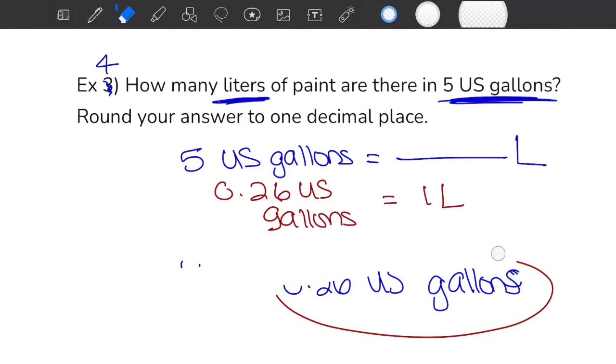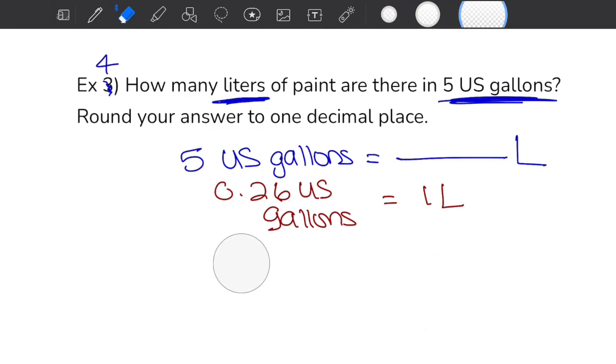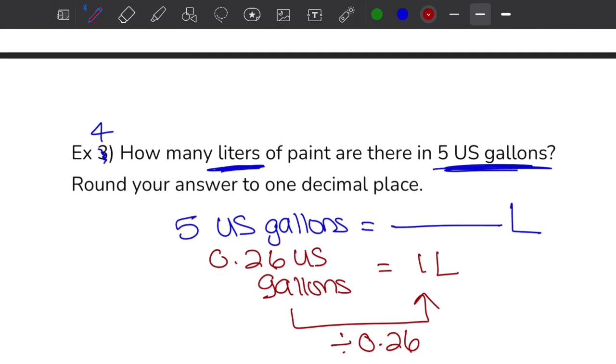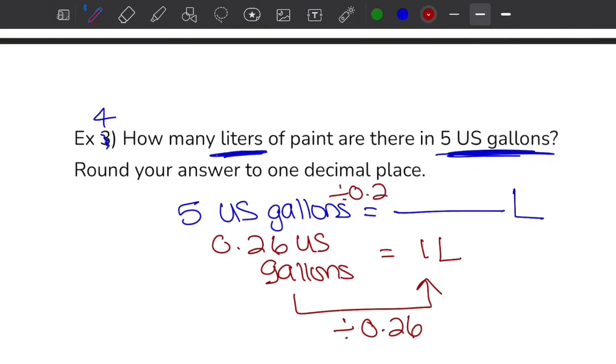Okay. So how do I get from 0.26 to 1? I divide by 0.26. Okay, and try it out. 0.26 divided by 0.26 is equal to 1. Okay, now here I'm going to divide by 0.26. Now remember, we only do this once. We don't do it 3 times. The reason for that is that this is a conversion for volume, and this is a conversion for volume. They're both for volume, so I don't need to do it 3 times or anything like that.